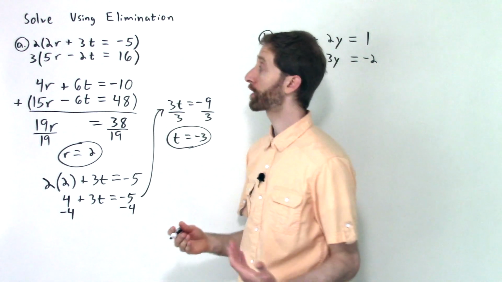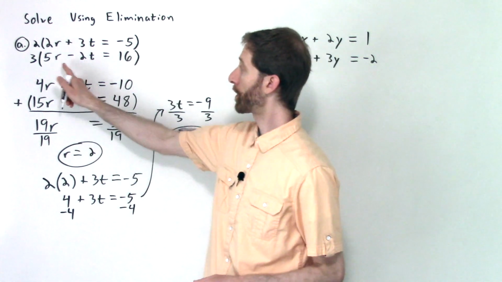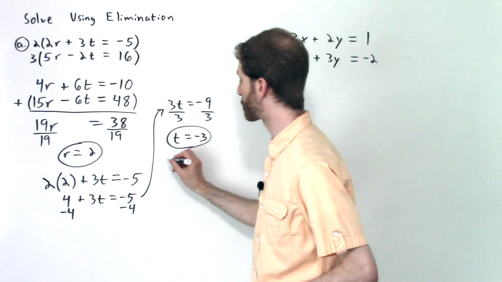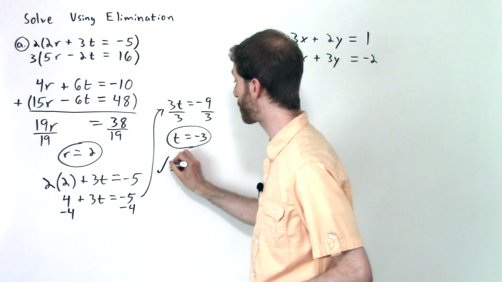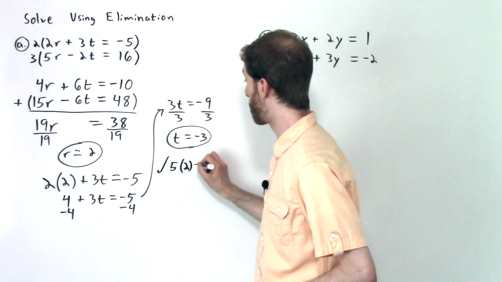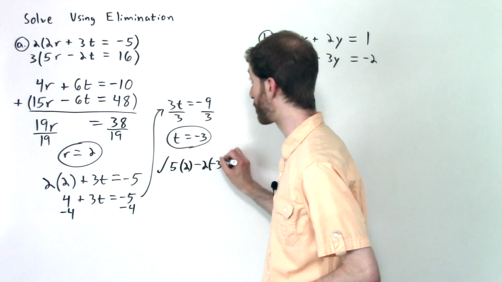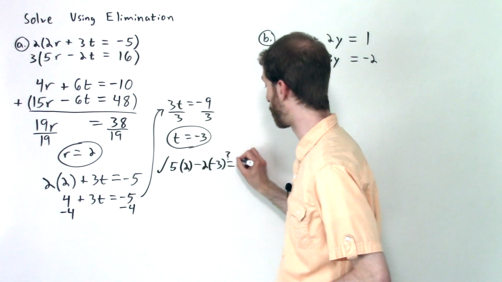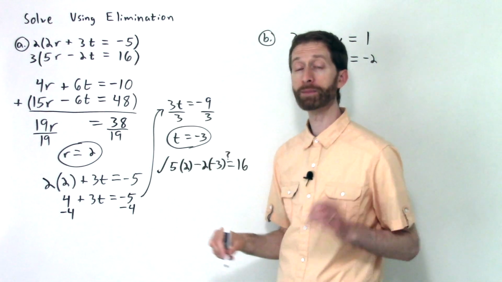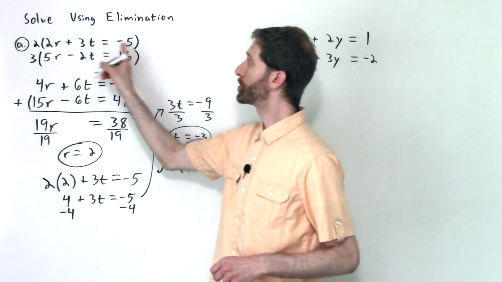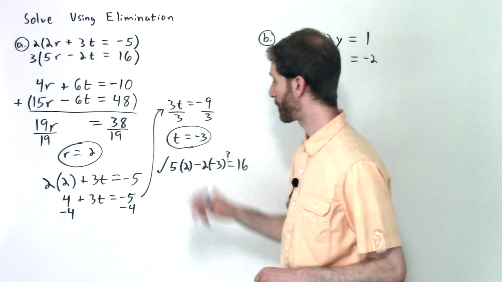And of course, you can check your answer. We could check our answer by plugging our values into this equation. So I'll do a check right here. I have 5 times 2 minus 2 times -3. And the question is, does it equal 16? And I'm using that bottom equation because we just used the top equation to evaluate for t.